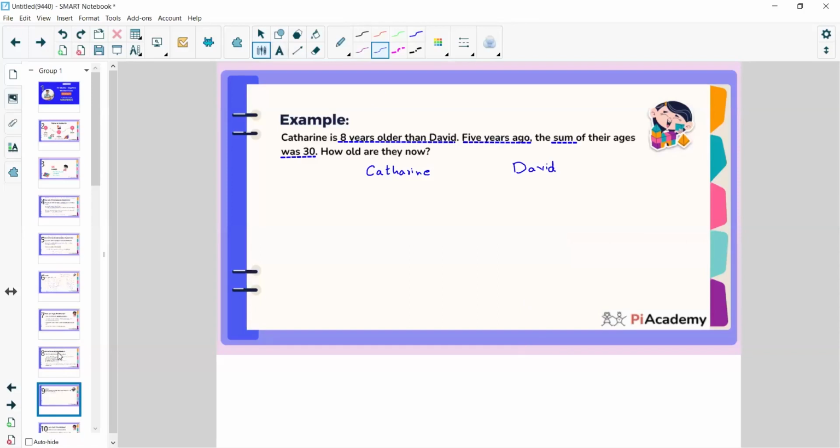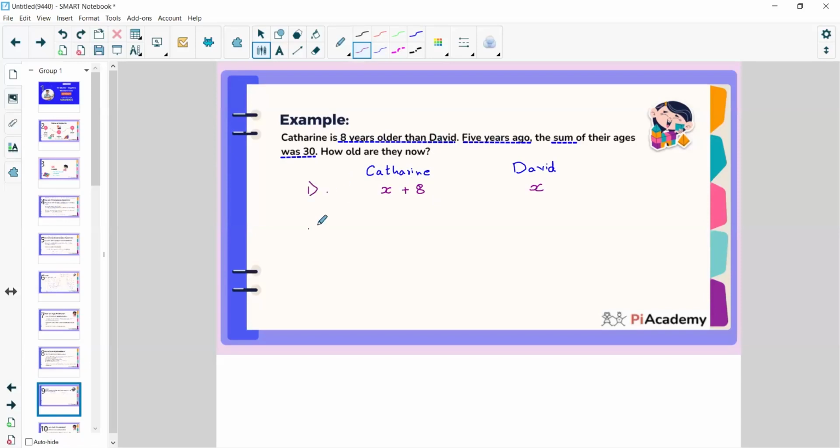As mentioned, we need to assign the unknown variable. Okay. So what we can do is, let's assume David's age as X. Okay. Let's assume David's age as X. So would anyone like to tell me what would be Catherine's age? Yes, Hadia? Catherine's age would be X plus 8 because Catherine is 8 years older than David. Very good. Catherine's age would be X plus 8. Very good. So Catherine is X plus 8 years old because she is 8 years older than David. So this is the first step.